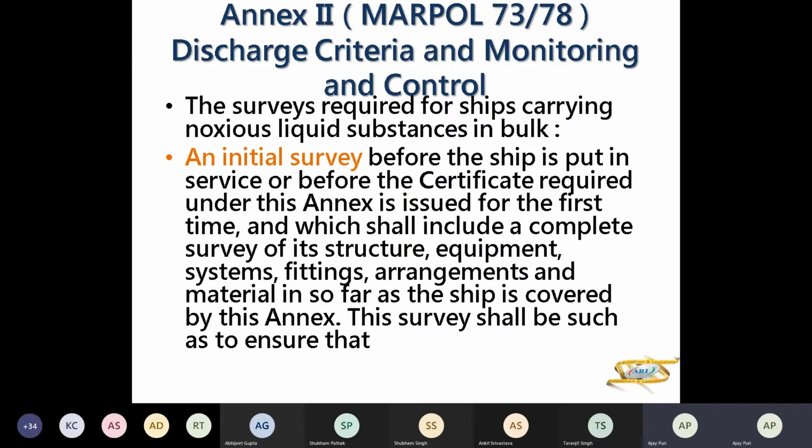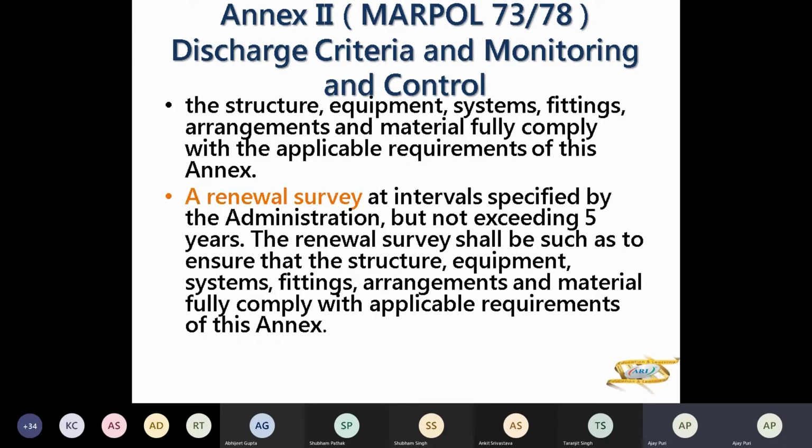So initial survey, when the ship is put in service or before the certificate required under this annex is issued. They'll have a complete survey of your structure, equipment, fittings, arrangements. And the survey will ensure that your structure, equipment, and fittings are complying with Annex 2. Renewal survey will be done at intervals not exceeding 5 years. Within 3 months of that, you will again have a detailed inspection and survey of your structure, equipment, fittings, arrangements, and materials which comply with Annex 2.